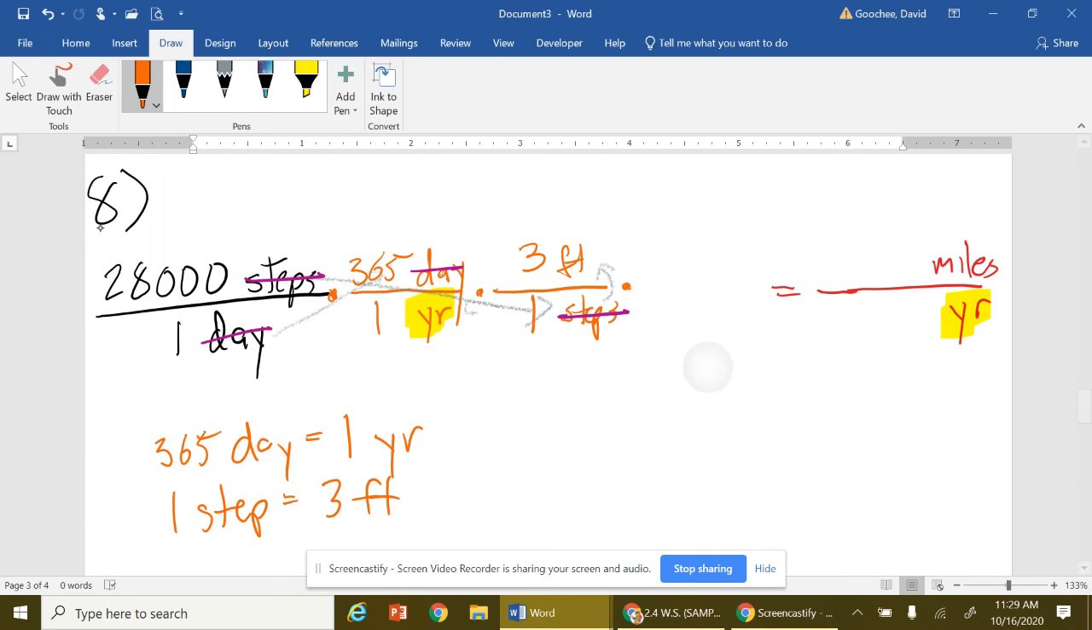But look, we don't want feet as our unit. We want miles. So we have to get out of feet. We have to put feet on the bottom to cancel it out. Then we ask ourselves, can we convert feet into something else? Now you might say, oh, Mr. Gucci, I know that 1 foot is 12 inches. And you're right. 1 foot is equal to 12 inches.